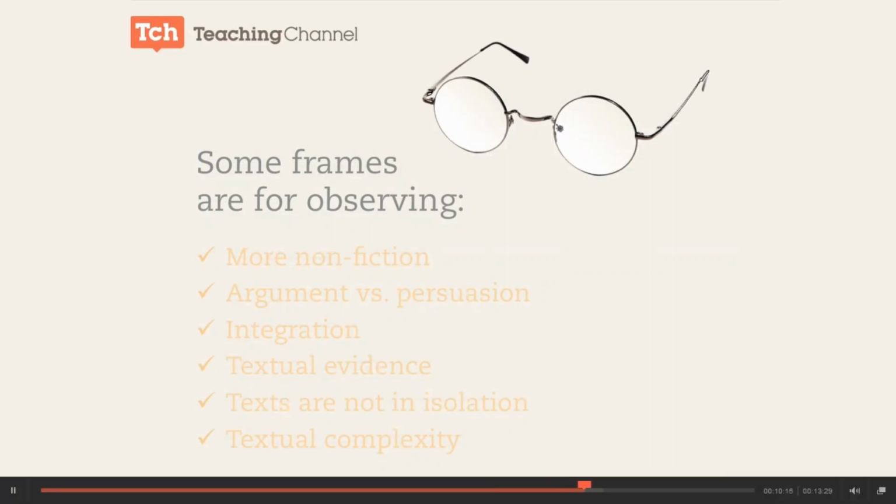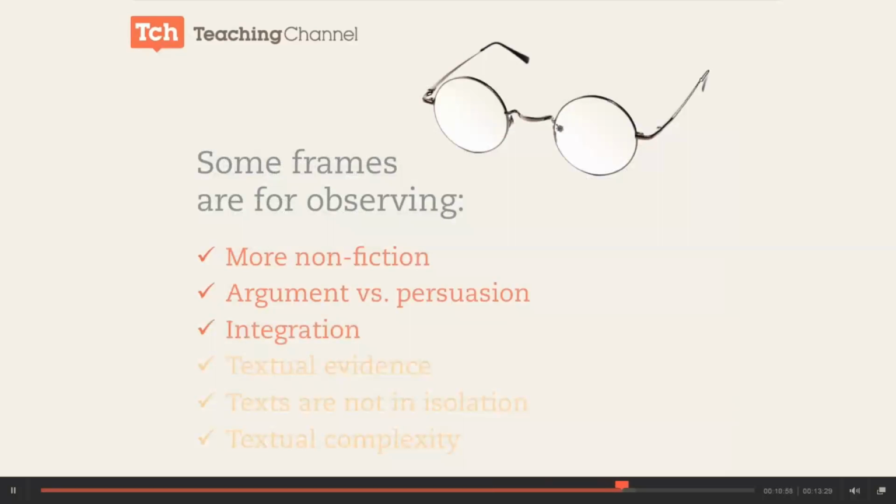So the first thing that we would notice is that the standards are telling us that we have to teach more nonfiction, that students have to be able to do more than know the beginning, the middle, and the end of a story, that they need to understand components of nonfiction. Secondly, the standards are letting us know that there really is a difference between these ideas of argument and persuasion, and that maybe we've been defaulting to persuasion a little too much in our instruction, that maybe we are relying too much on the emotional arguments that we often find in persuasive pieces, instead of the logical, rational arguments that we oftentimes find in argumentative pieces.